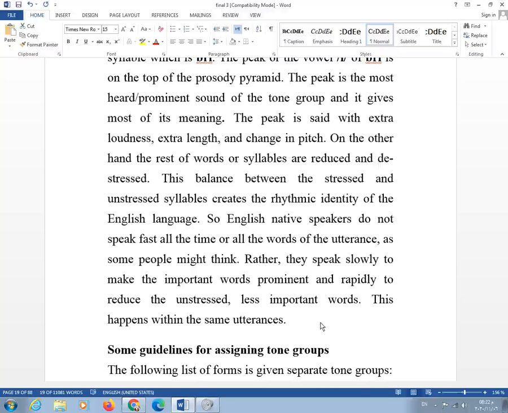And this is what we want to do. So when we speak, we focus on the important words, give them extra time and extra prominence, and the unimportant words, drop them, say them as quickly as possible, and so on. This is the rhythm of the English language. Unless we do that, the English rhythm will be ruined, will be broken, will be destroyed. And our speech will not sound English. Understand?